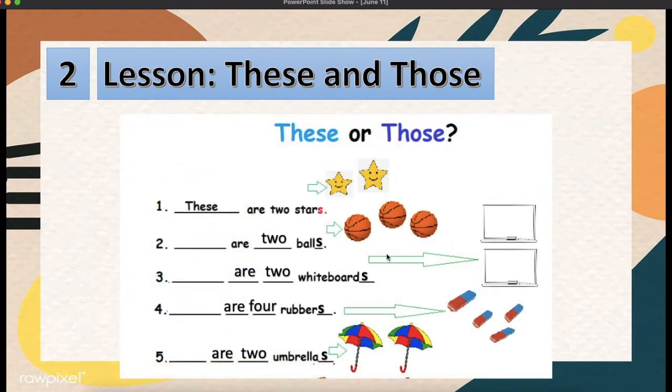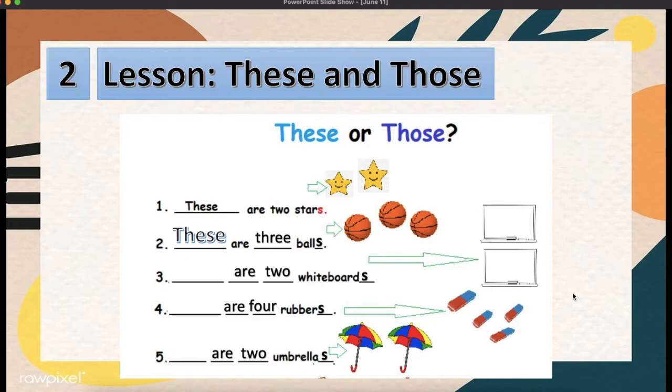Now let's try to answer this activity. Number 1 is given as an example. These are two stars. We have two stars here and it is near. And that is why we are going to use these. These are two stars. Now, number two. Blank are three balls. Now we have here three balls and it is near or far? It is near. So we are going to write: These are three balls.